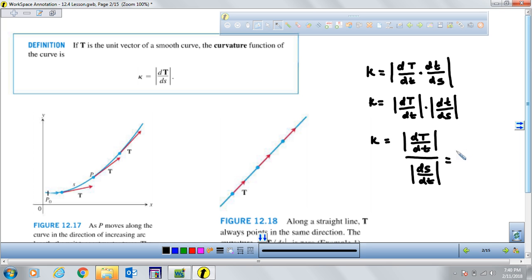We can get the curvature, if it is in terms of a parameter t, as the derivative of the tangent vector, I like to call it T prime, with respect to t, divided by the derivative of the arc length with respect to t. That's the same thing as the derivative of the position vector, so that would be the same as your velocity vector. So I call it r prime of t, the magnitude of that, which is exactly the same thing as the magnitude of the velocity.